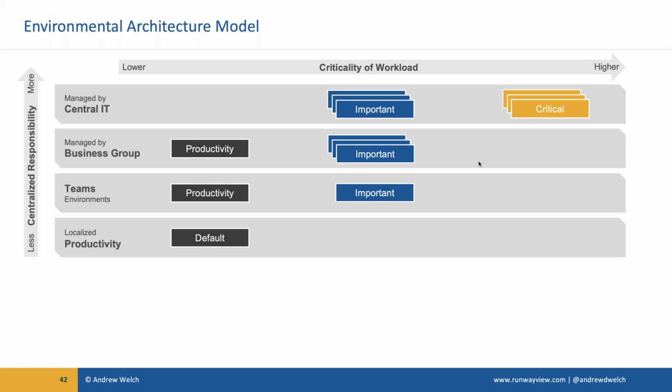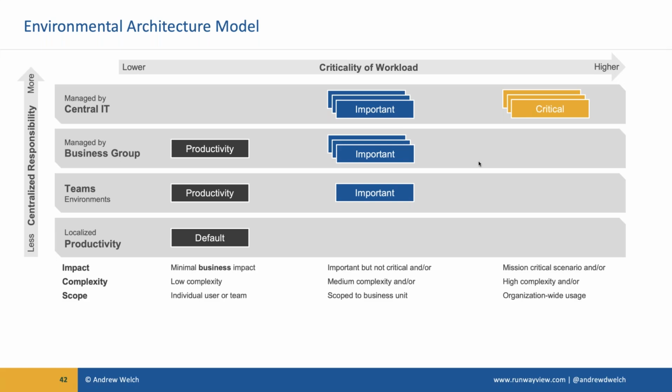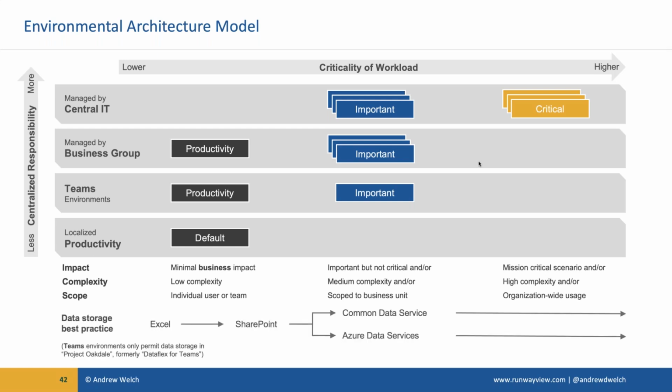We overlay those criteria that I discussed earlier for impact, complexity, and scope. And from this, we can sort of divine a data storage best practice, right? Like where should data be stored generally based on the criticality of the application. Though I do caveat and say that Teams environments really only permit data storage inside of Project Oakdale. You can't, for example, have a team environment and be storing your data in Azure SQL. So that's our environmental architecture model.